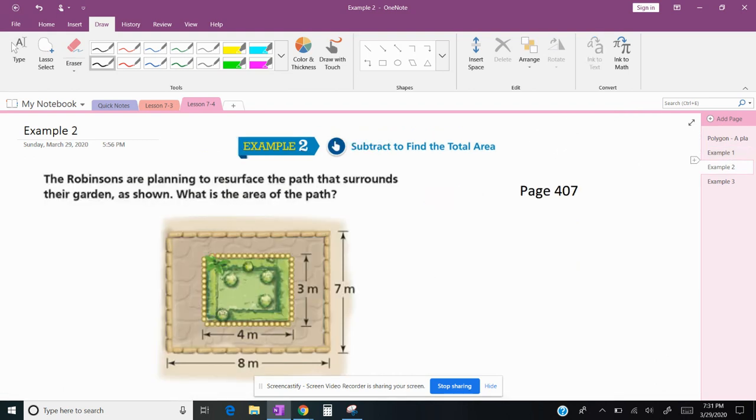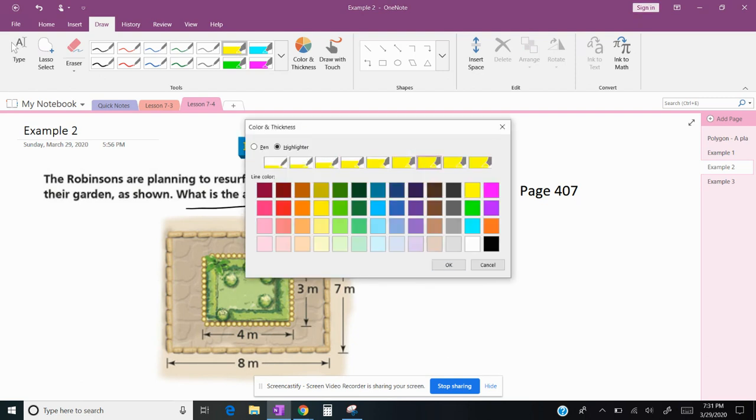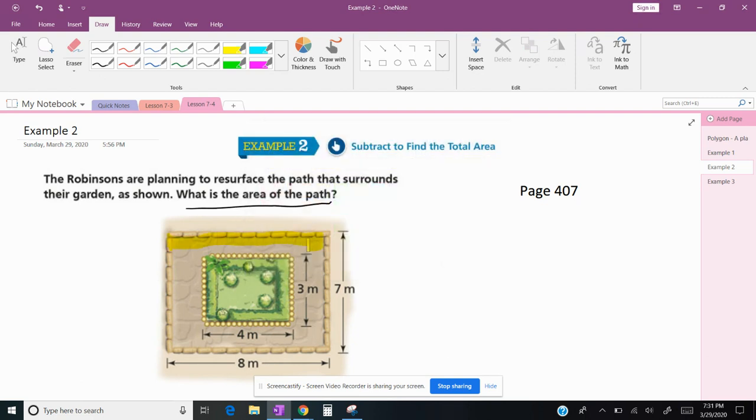Let's look at a different type though. This is a completely different type of problem. It says the Robinsons are planning to resurface the path that surrounds their garden. What is the area of the path? So we just want to know the area of this path right there, because they need to buy stone or concrete or whatever they're going to buy just for the path. So they need to figure out the area to know how much to buy.